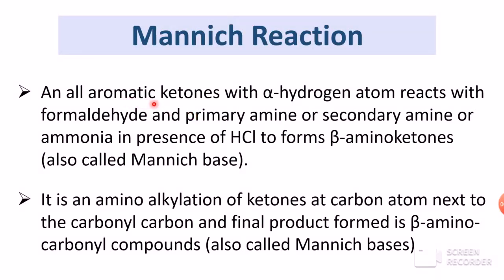So when aromatic ketones or other ketones with an alpha hydrogen atom react with formaldehyde and a base like a primary amine, secondary amine or ammonia, in the presence of the catalyst concentrated HCl, it forms a product called a beta aminoketone or Mannich base, and this reaction is known as the Mannich reaction. The Mannich reaction is the amino alkylation of the ketone at the alpha carbon atom. It is the amino alkylation of ketones at the alpha carbon atom.